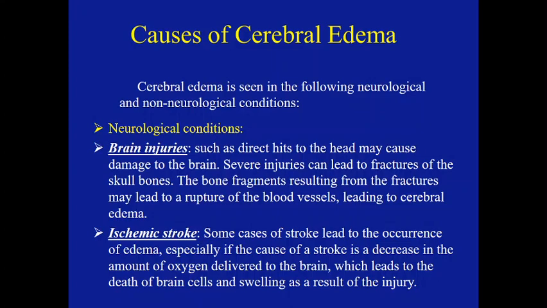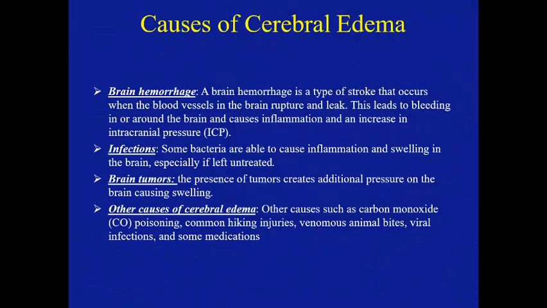Some cases of stroke lead to the occurrence of edema, especially if the cause of a stroke is a decrease in the amount of oxygen delivered to the brain, which leads to the death of the brain cells and swelling as a result of the injury. Brain hemorrhage is a type of stroke that occurs when the blood vessels in the brain rupture and leak. This leads to bleeding in or around the brain and causes inflammation and an increase in intracranial pressure.